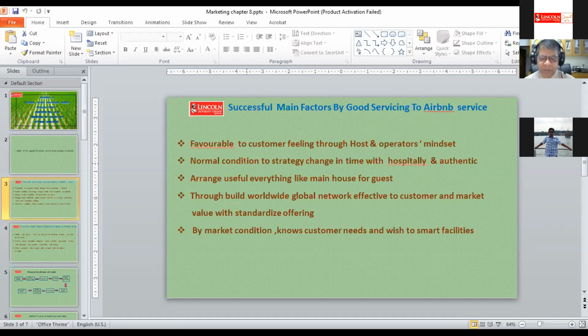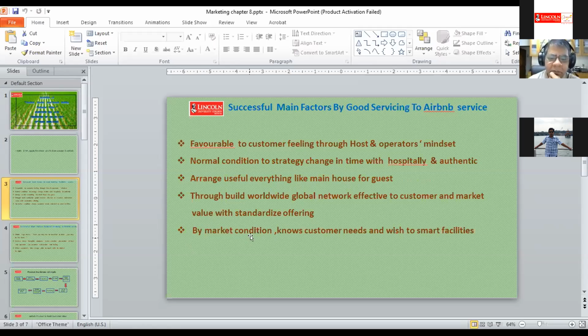And then adapting to normal conditions and strategy changes in time, with hospitality and an authentic function for the customer, effectively. And useful everything, like the main house for guests. I would like to present this arrangement, which refers to customers through the worldwide global network. The effort is to customers and market value with standardized offering, with standardized offering service to customers and the worldwide global network, and bid.